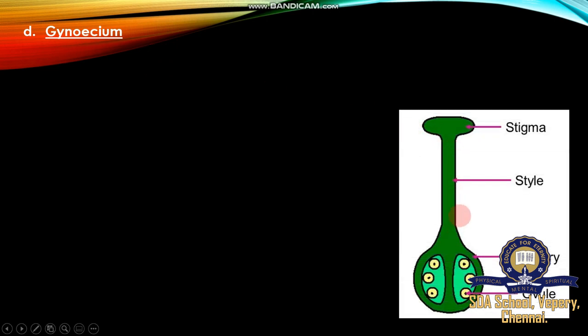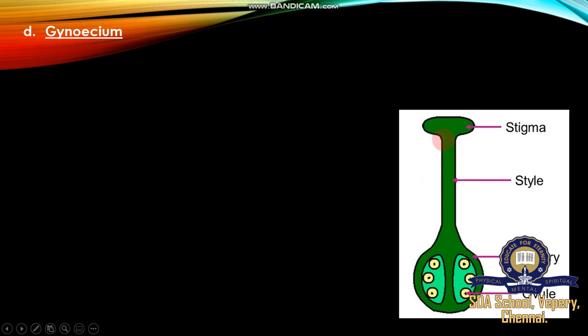So the next part is called gynoecium. It is the female gamete-bearing part, commonly called pistil or carpel. Gynoecium consists of three parts called stigma, style and ovary. Inside the ovary is an ovule. A clear picture will be given here. Stigma is the landing place of pollen grains.